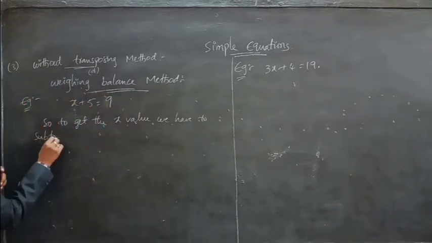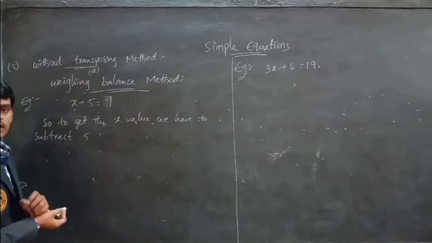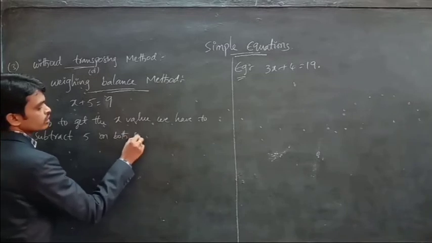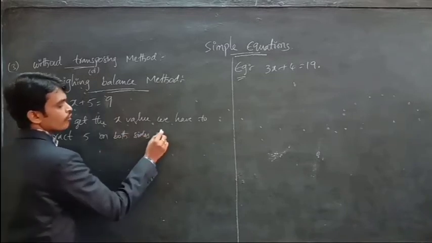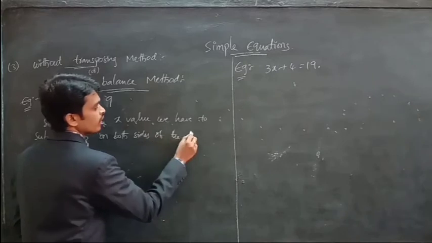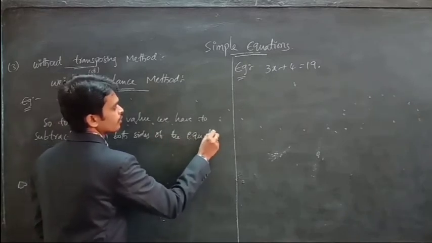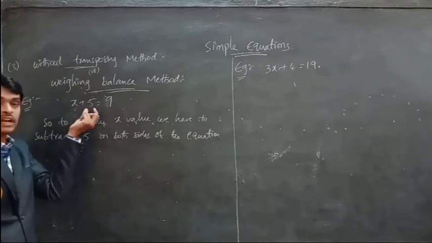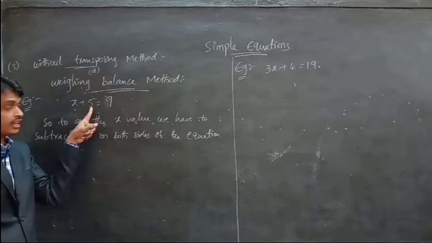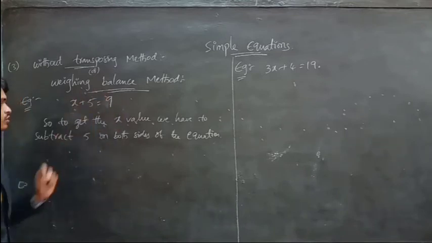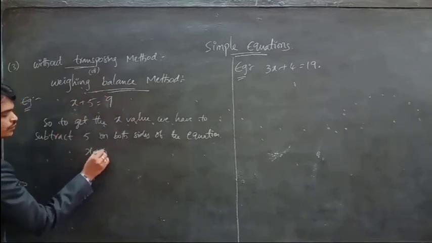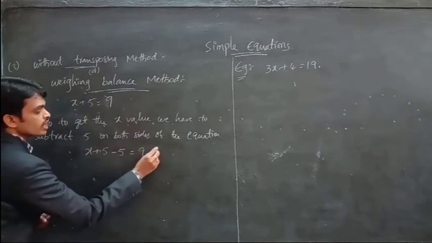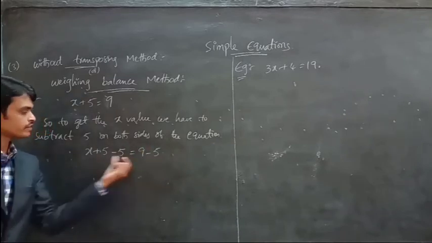We have to subtract 5 on both sides of the equation. So what we have to do to get the x value? We have to subtract the 5 on both sides of the equation. So like this we have to write x plus 5 and we have to subtract the 5 on both sides. On both sides we have subtracted.